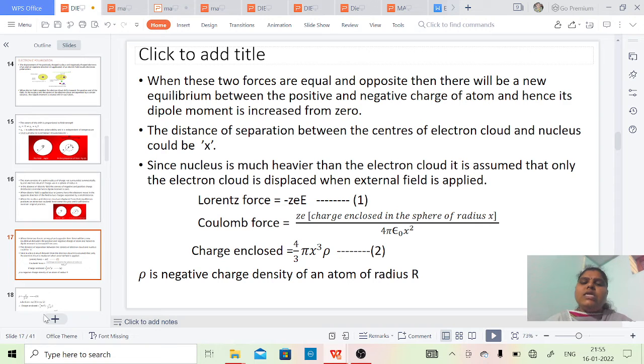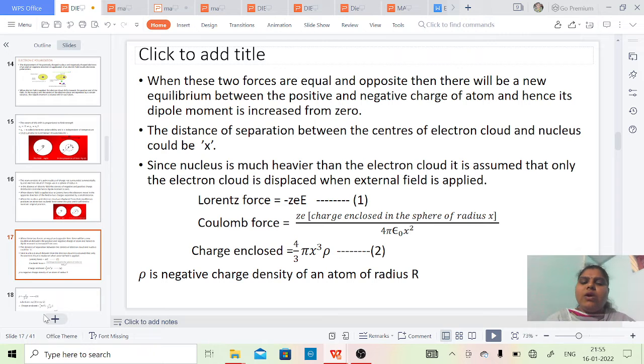Since the nucleus is much heavier than the electron cloud, it is assumed that only the electron cloud is displaced when an external field is applied. It is just an assumption because the nucleus is heavier, so it is not easy to displace from the equilibrium position. So now we are assuming that the nucleus stays at its equilibrium position and only the electron cloud is displaced when the external field is applied.